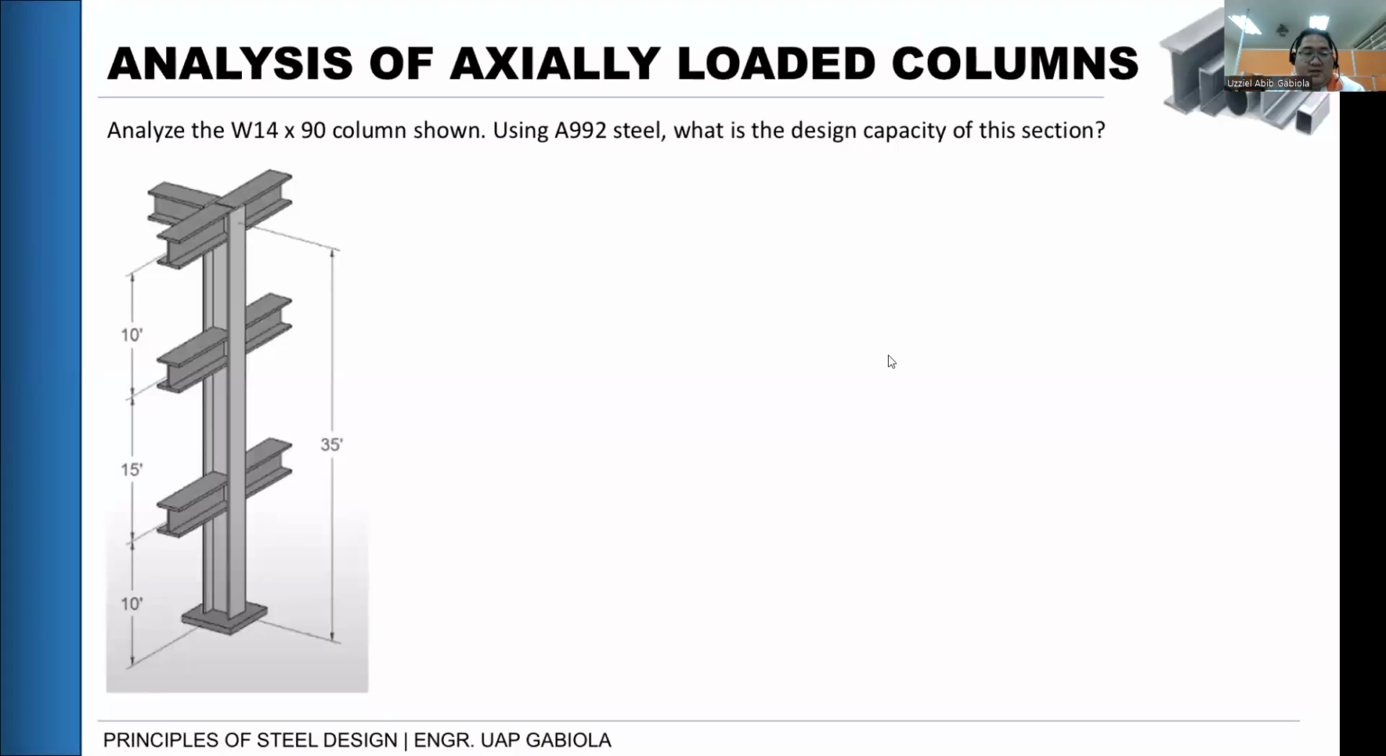Okay? So, the question is, analyze the W14 by 90 column shown using A992 steel. And then, what is the design capacity of this section? So, mapapansin ninyo, yung given na column sa atin, may mga nakatukod na beam sa kanya on both directions. So, we need to interpret muna which direction is the strong axis natin and the weak axis natin.